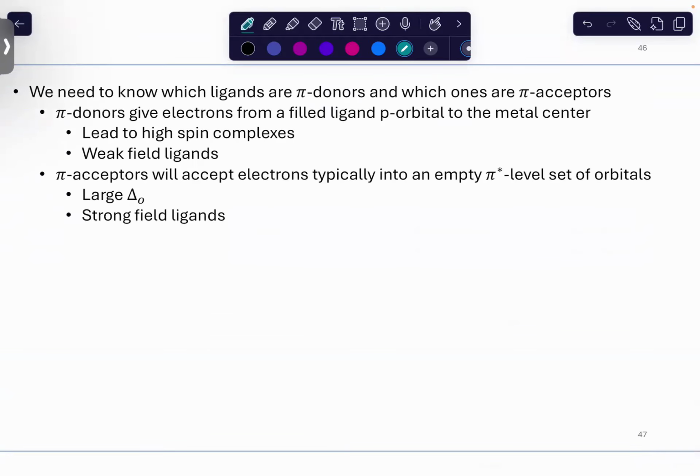So we need to know which ligands are pi donors and which ones are pi acceptors. Your pi donors are going to give electrons from a filled ligand p orbital to the metal center. They lead to high spin complexes, or typically your weak field ligands. Your pi acceptors will accept electrons typically into an empty pi star level set of orbitals. They're going to give a large delta O, and they're typically going to be strong field ligands.